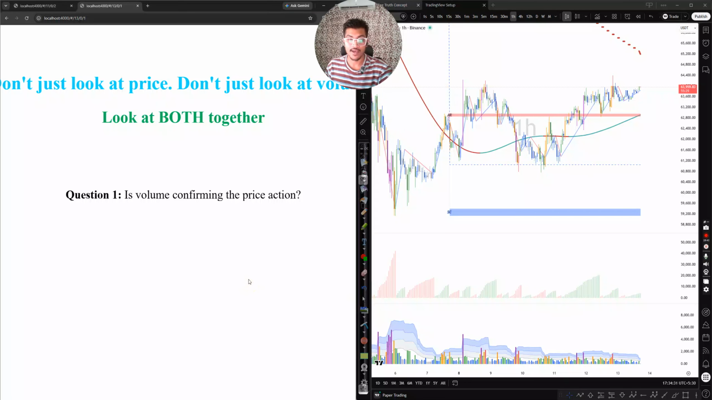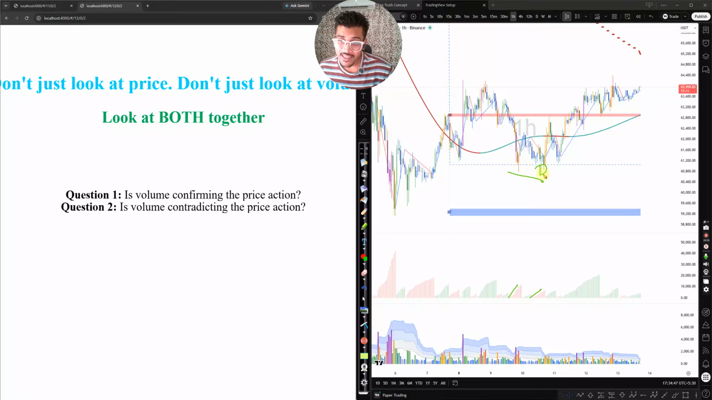Second question you might be asking is: is volume contradicting the price action? All right, and that's what I actually did here. You see volume there, then this there. Volume was less than that, but the price made a new low, right? So it's contradicting. So the market should go up.